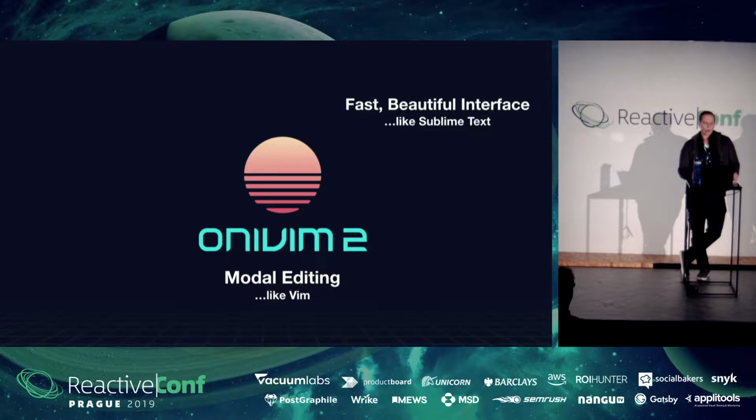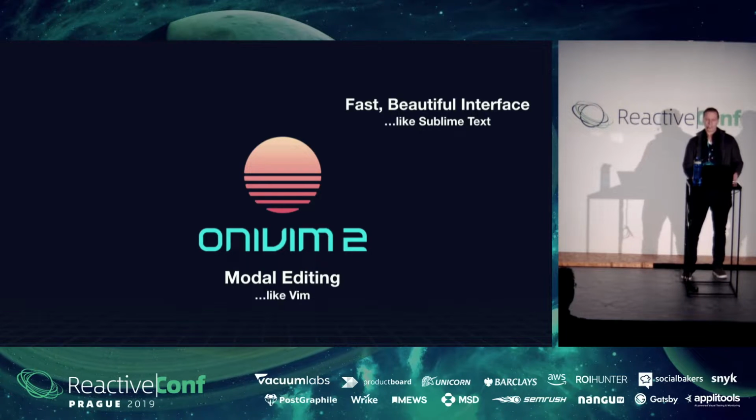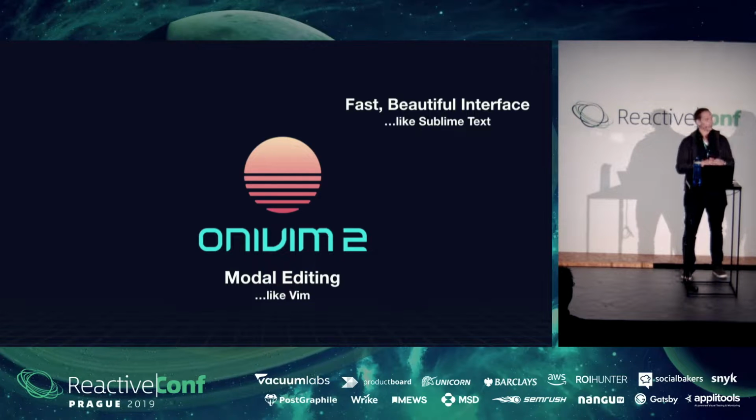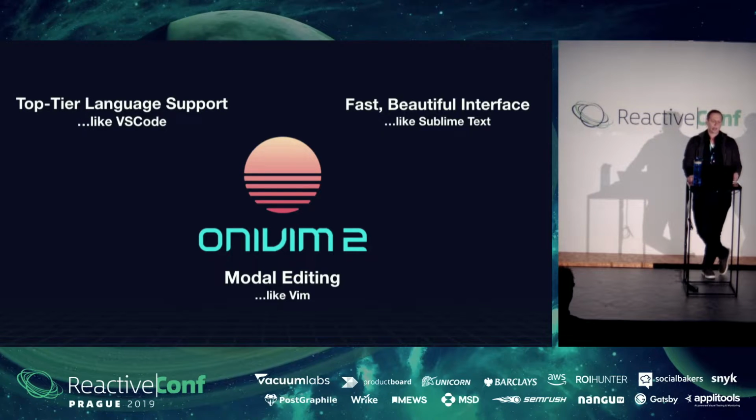The other world we want is a fast, beautiful interface. I think Sublime Text is the gold standard here. It shows that you can have a GUI that's really fast and performant, starts up instantly. Then we want top-tier language support. And VS Code is the standard here. It's just so good at understanding TypeScript and any language you throw at it.